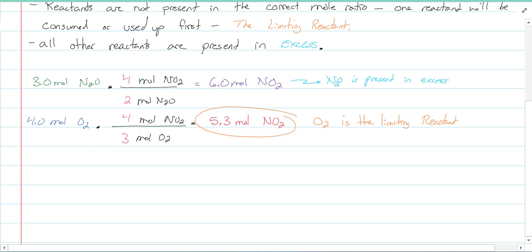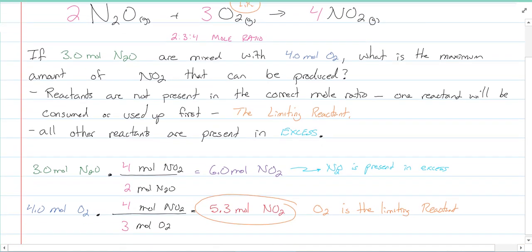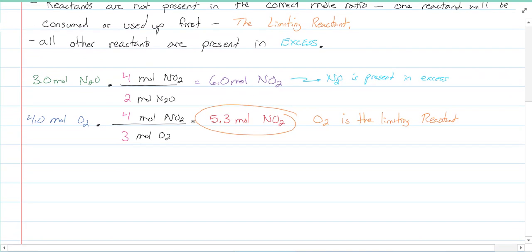Another question that these problems will ask: we just determined the limiting reactant. In this case, 5.3 moles NO2 will be produced. It was a pretty straightforward problem because we started in moles. I gave you moles of our reactants. You had the balanced equation. Quick, what happens when we don't have the moles of our reactants right away?